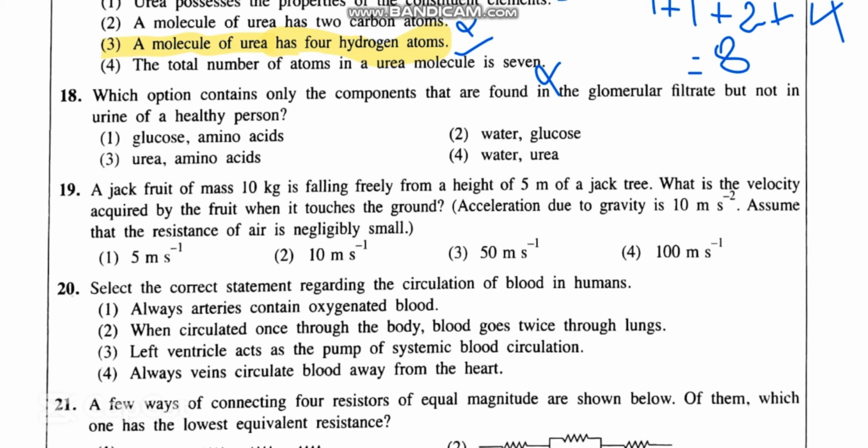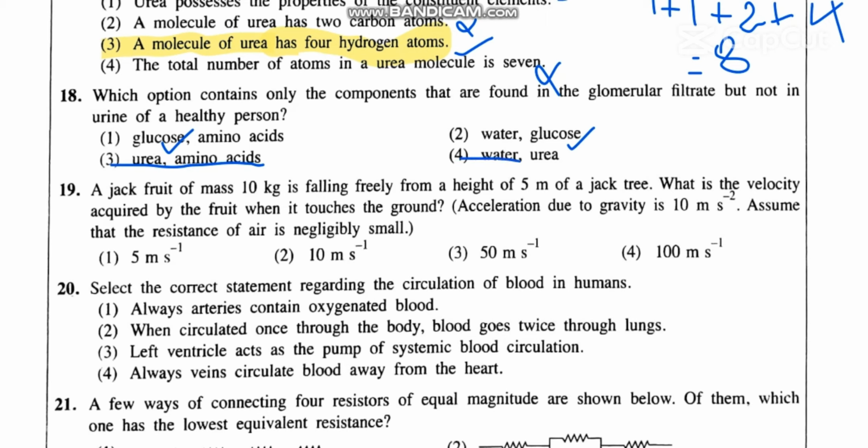Now a healthy person's urine won't have glucose, but here they are saying not in the urine of a healthy person. That means an unhealthy person. What are the things in an unhealthy person? This is a confusing statement. Not in the urine of a healthy person. That means an unhealthy person will always have glucose in their urine. So glucose is there. Third and fourth we reject because there is no glucose.